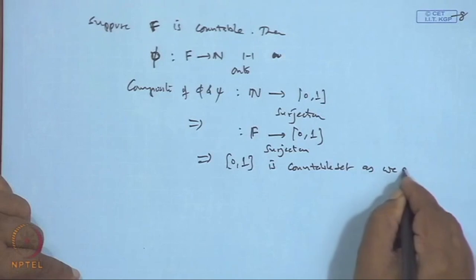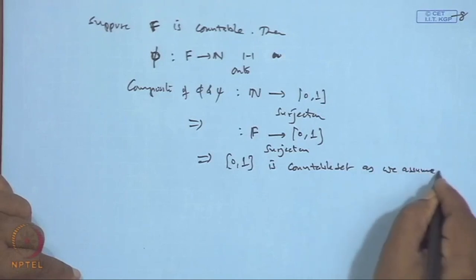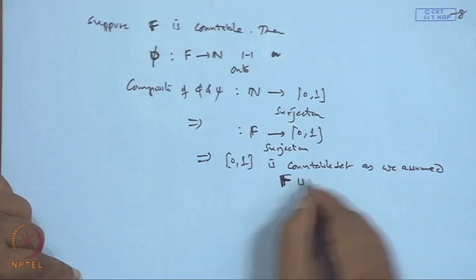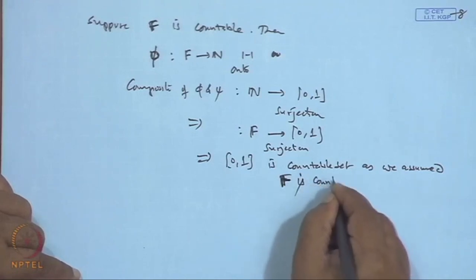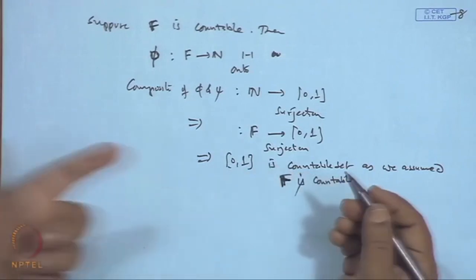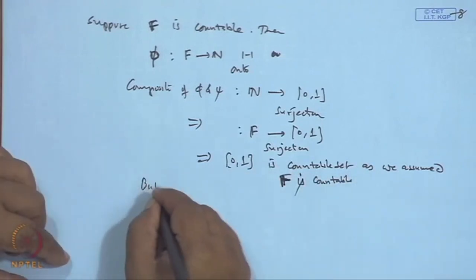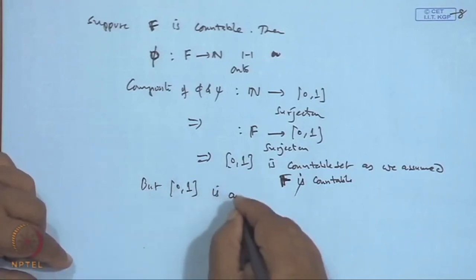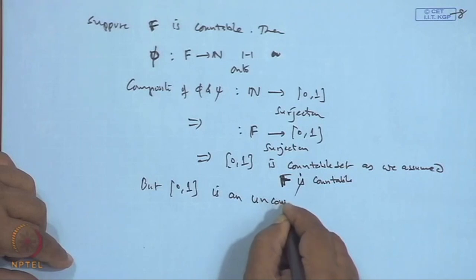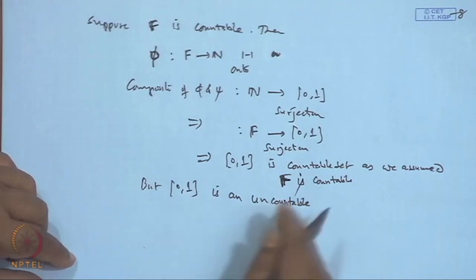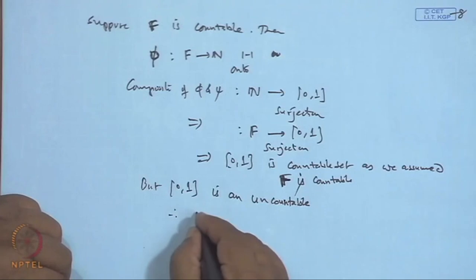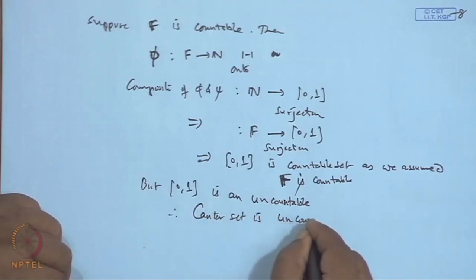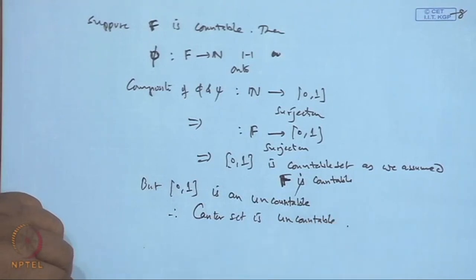As we assumed, F is countable. This is our assumption, but (0,1) is an uncountable set. (0,1), the set of all real numbers between 0 and 1, that is the continuum, is an uncountable set, which we have already shown. So our assumption is wrong. Therefore, this implies that the Cantor set is uncountable, and that proves the result.